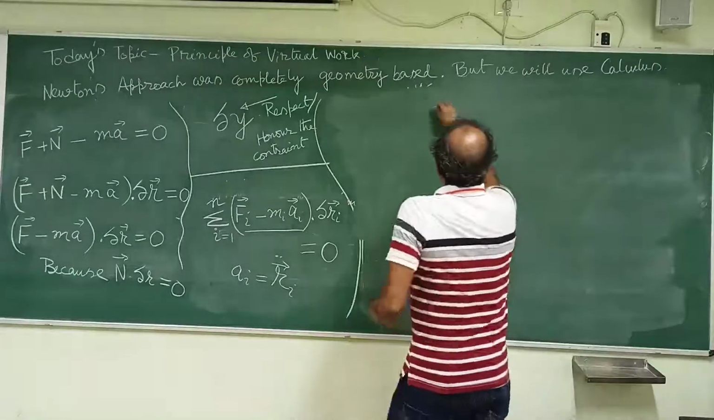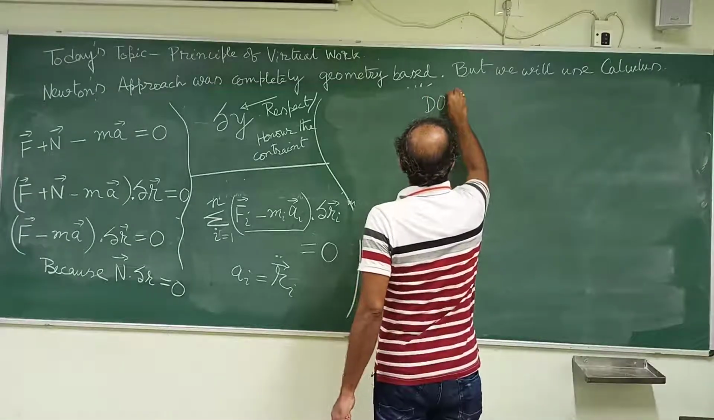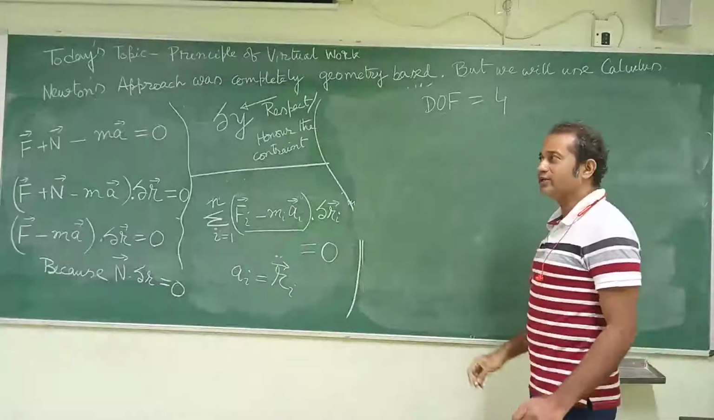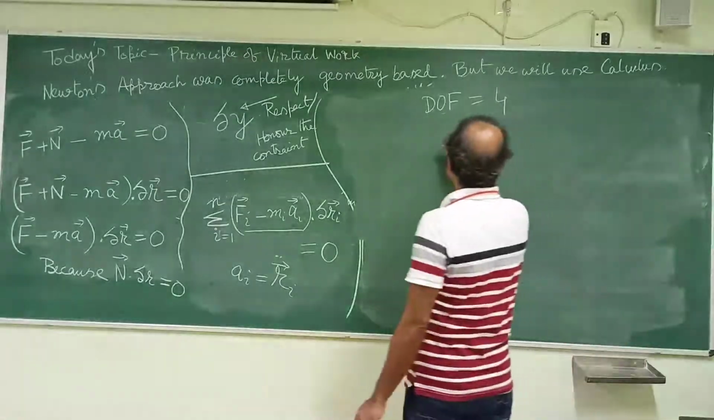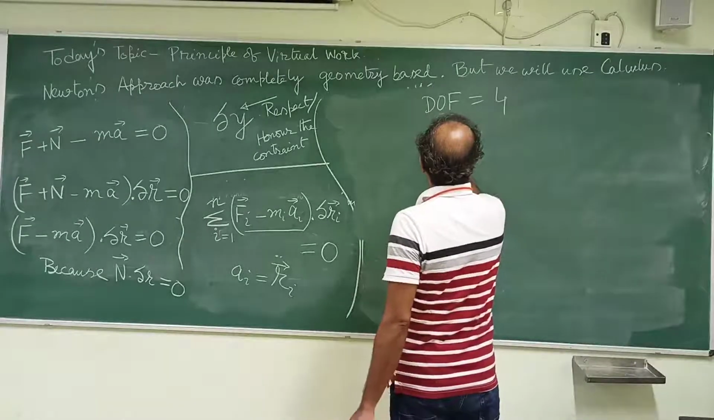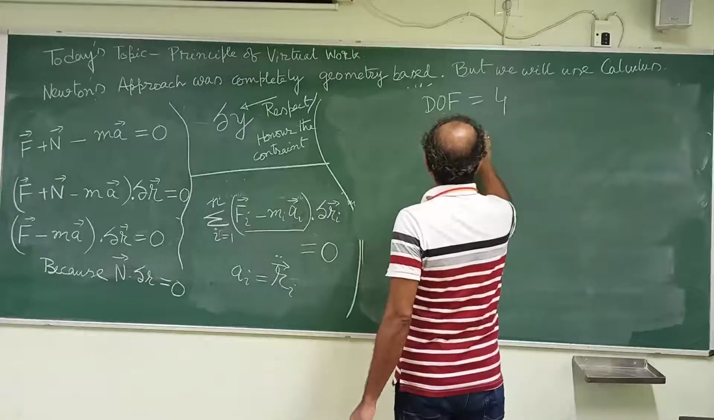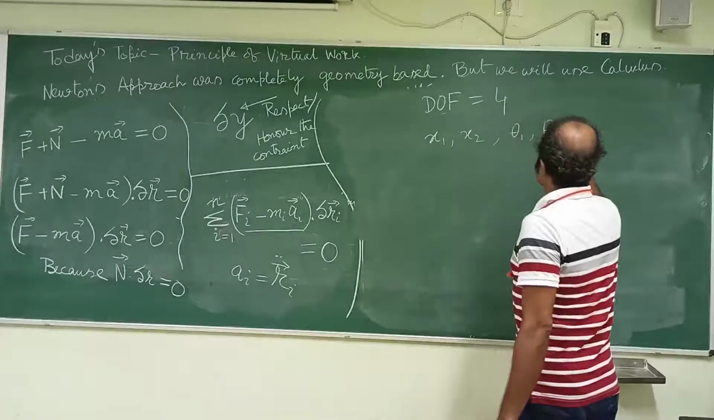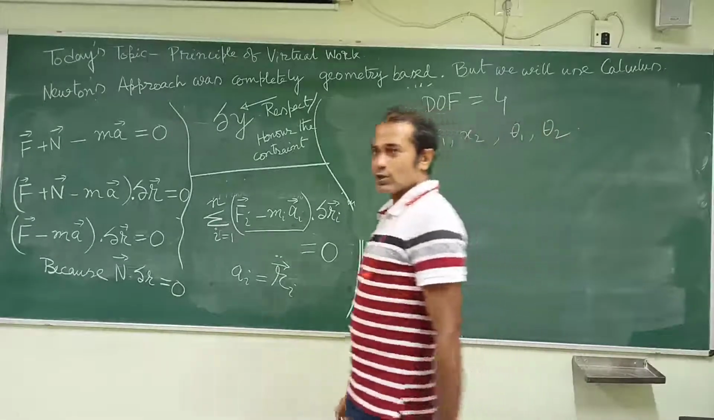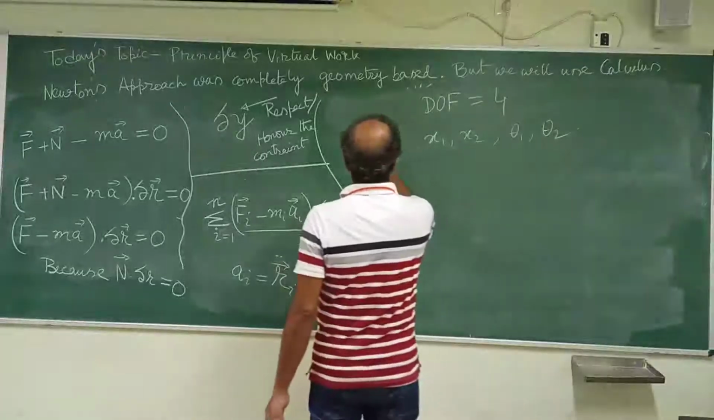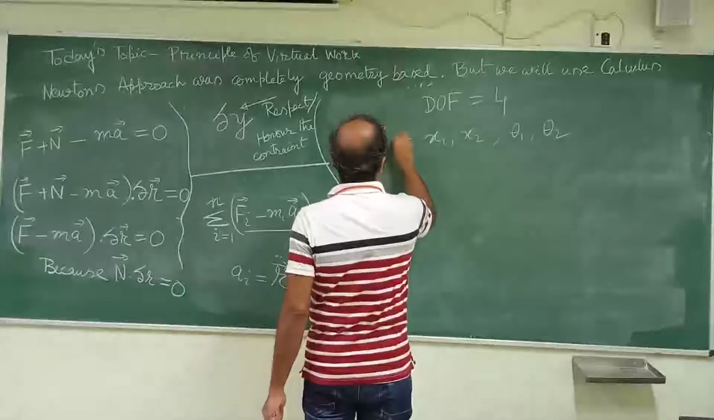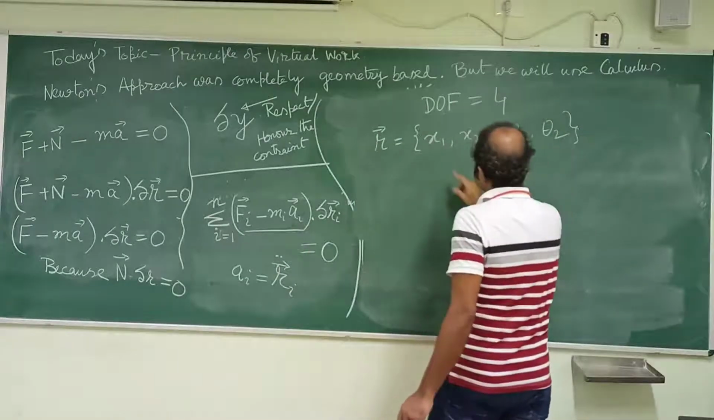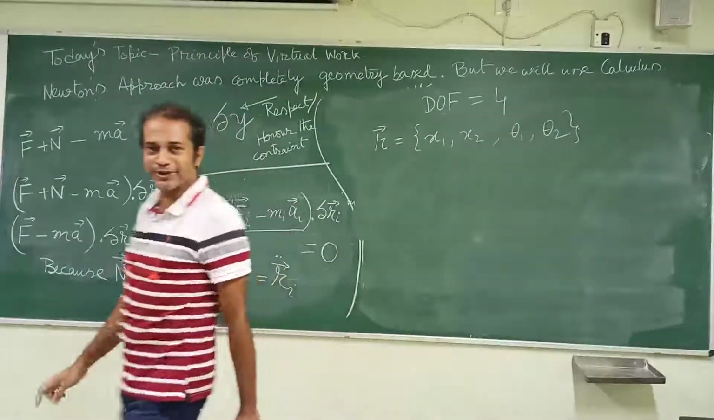So let's say you have your degrees of freedom, just a number, let's say 4. And you have identified the generalized coordinates as x1, x2, theta 1 and theta 2. So the thing is that your position vector r you have to represent as n-tuples of this. That becomes a vector.